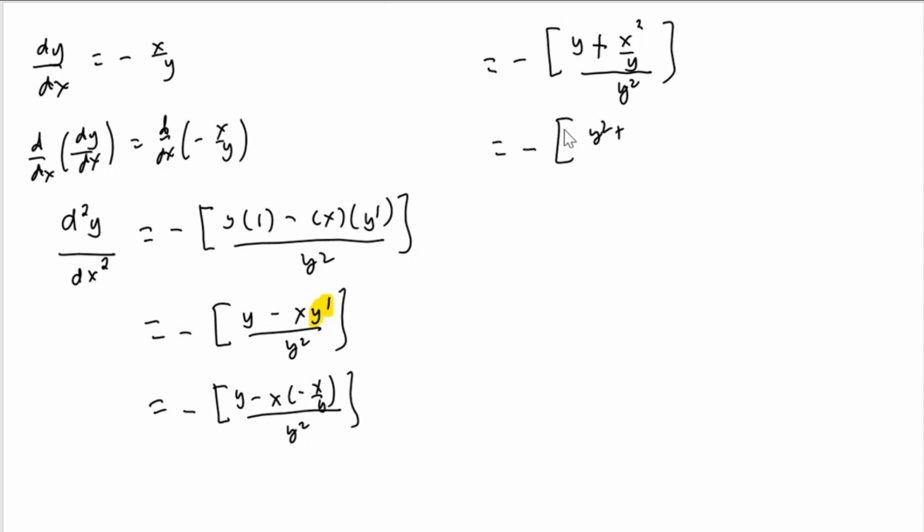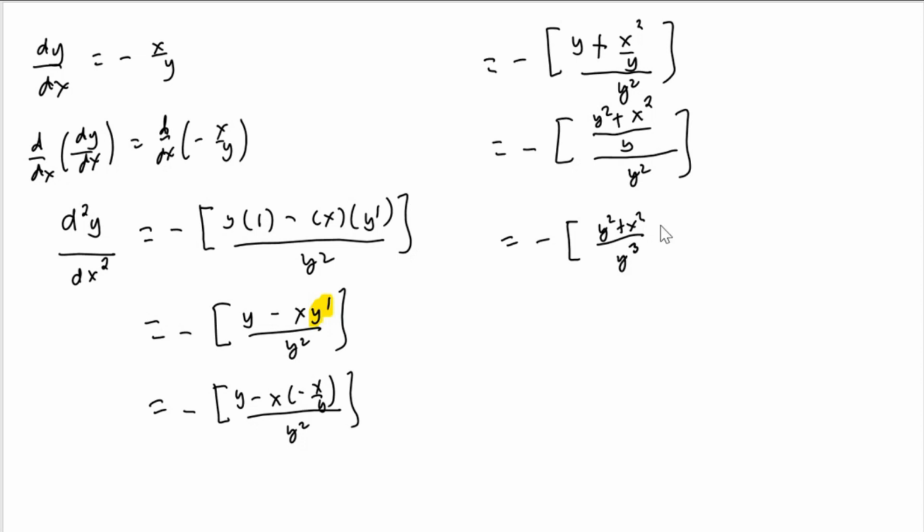Okay, let's do it step by step. The LCD of the numerator is y. So y times y is y squared, plus y divided by y is 1 times x squared, so we have x squared, all over y squared. Simplifying this gives us negative times the quantity y squared plus x squared, all over y to the third power.